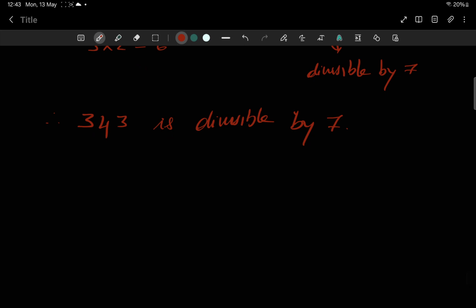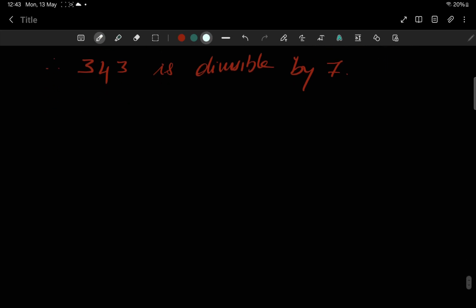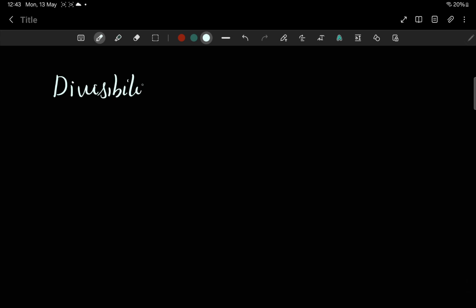Let me take one more example. So I think it's enough. So we will be going into the next one, that is divisibility rule of 8. Divisibility rule for 8.